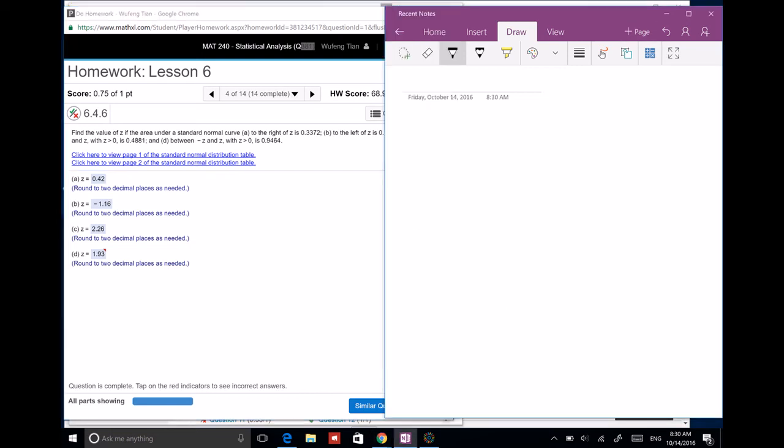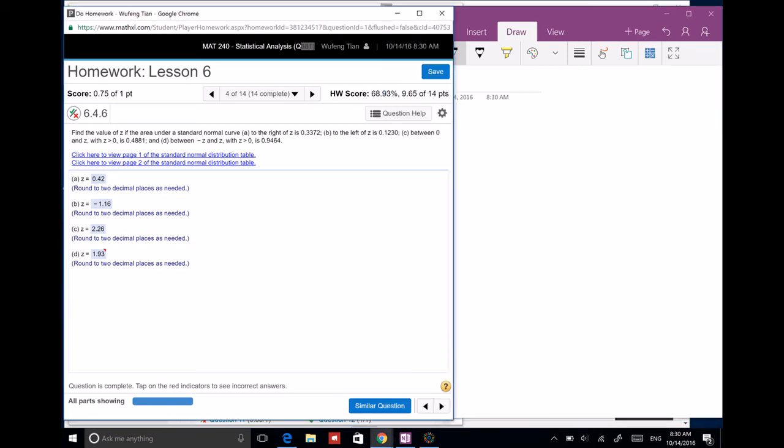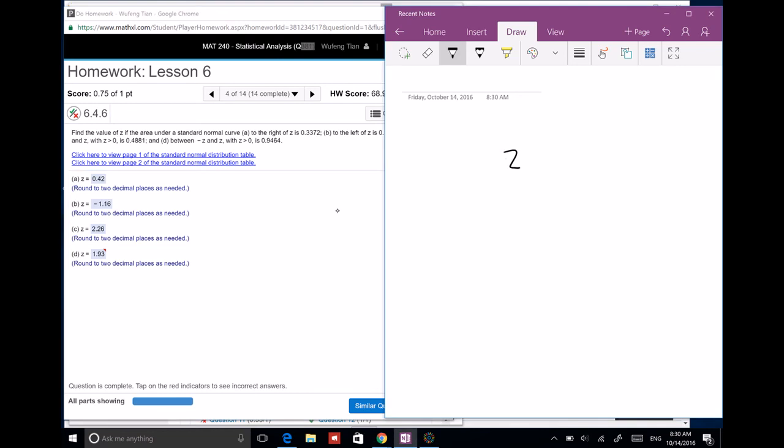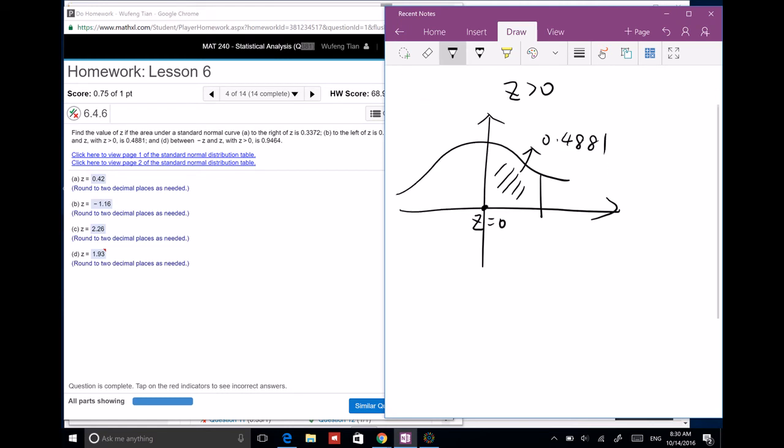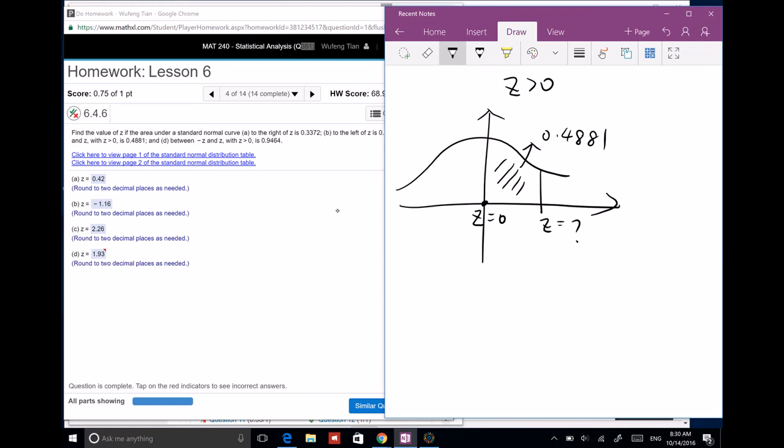Okay, so next one is between 0 and z, where z is bigger than 0. The area between 0 and z is given as 0.4881. Now it asks you to find what the z-score is right here. But the table only gives you the value to the left. So you have to add the left area.